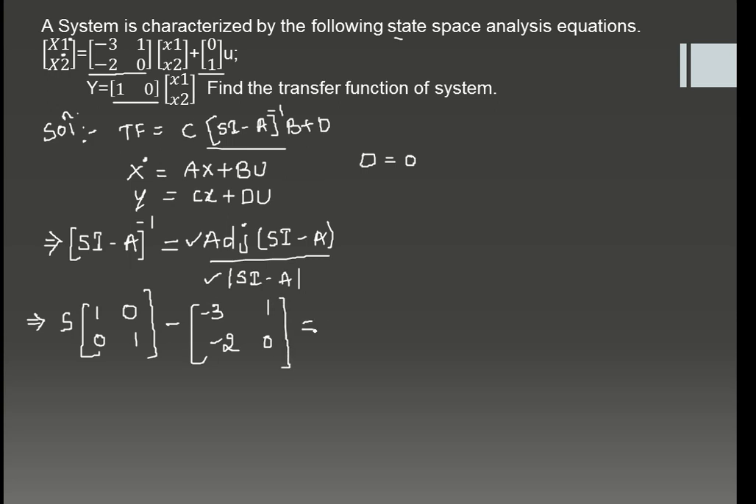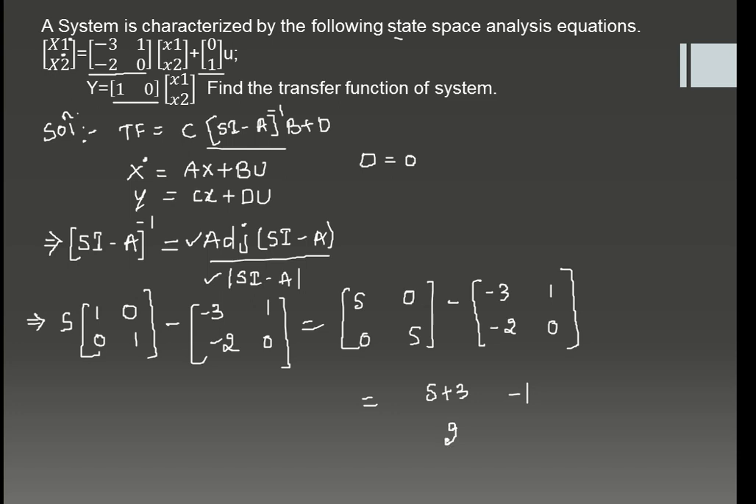So SI minus A becomes [S 0; 0 S] minus A, that is minus [-3 1; -2 0]. So S minus of minus 3, that is S plus 3, and 0 minus 1 is minus 1, 0 minus of minus 2 is plus 2, and S minus 0 is S. This is the SI minus A matrix.